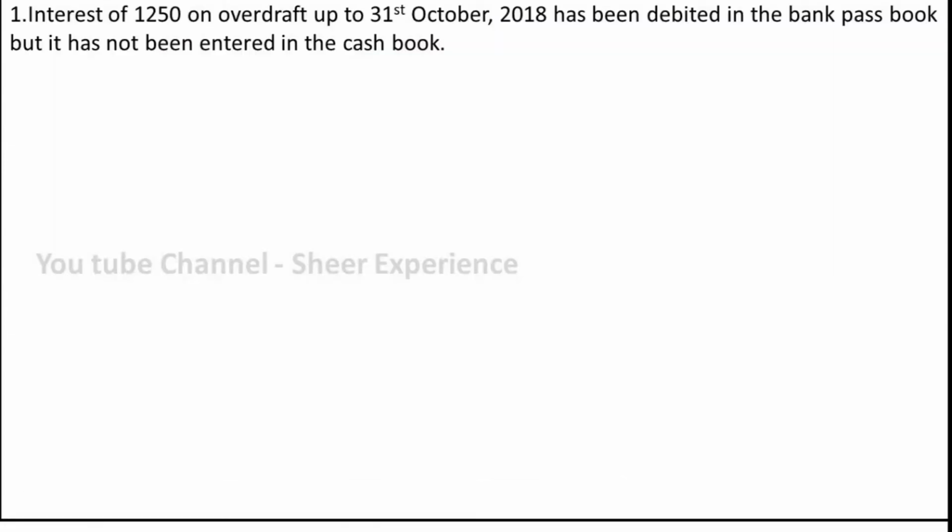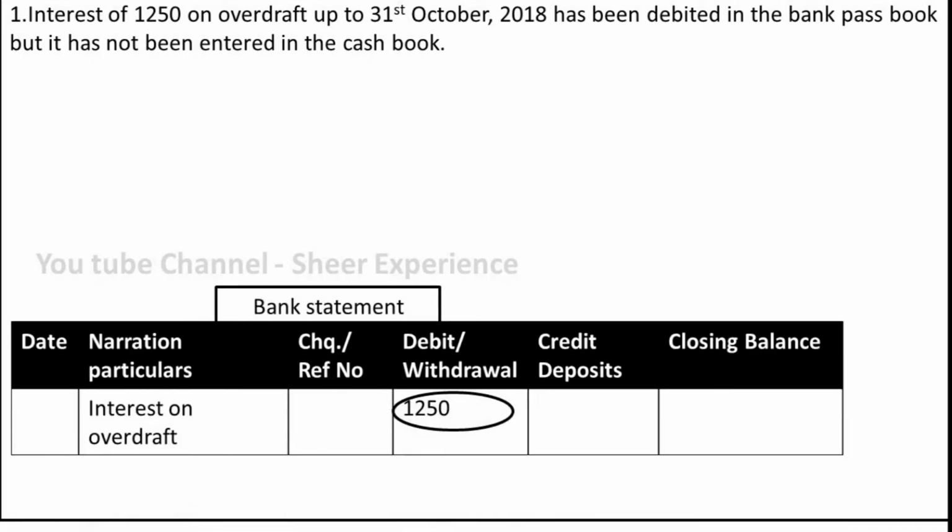16,500 in the less column, and in the particulars column we have to mention overdraft balance as per passbook. Our first transaction is interest of 1,250 on overdraft up to 31st October 2018 has been debited in the bank passbook, but it has not been entered in the cash book. Bank has debited our bank account for interest on overdraft. Same is shown in the bank statement, that is 1,250 in the withdrawals column.